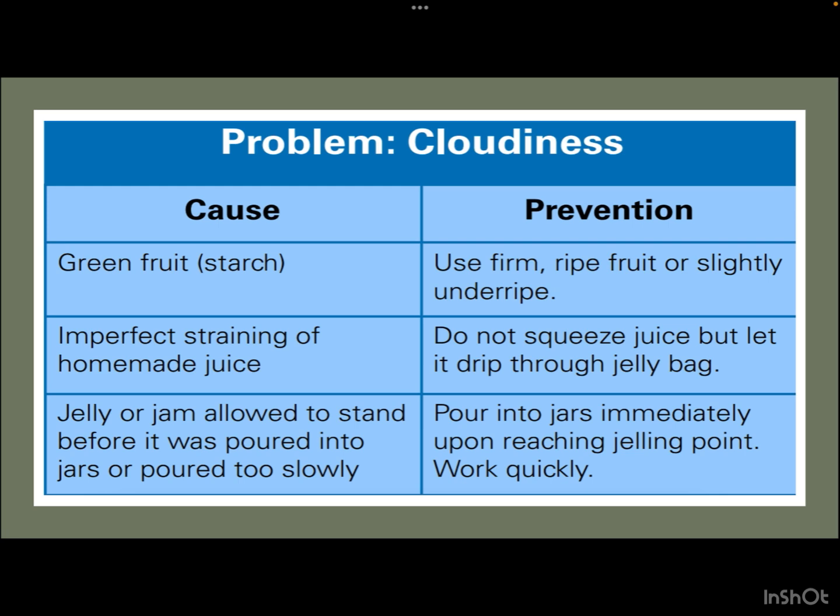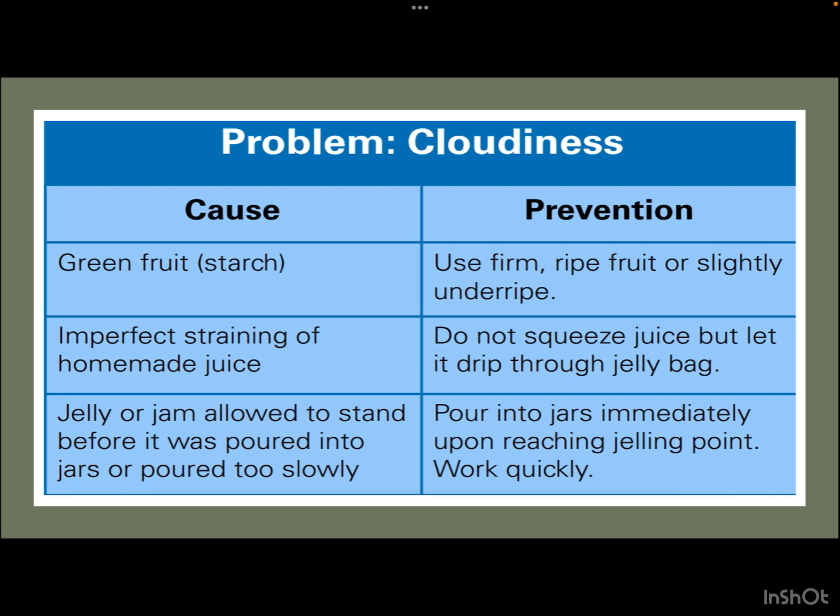The next problem is cloudiness. The causes are three. The first one is green or unripe fruit. So we can try to use firm, fully mature fruits, or even if you have to use slightly unripe fruits given the perishability of the fruit, it should be slightly underripe, not completely underripe or raw.